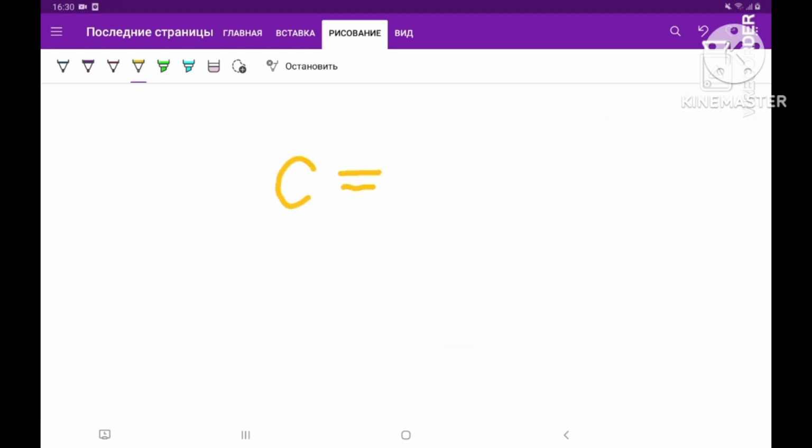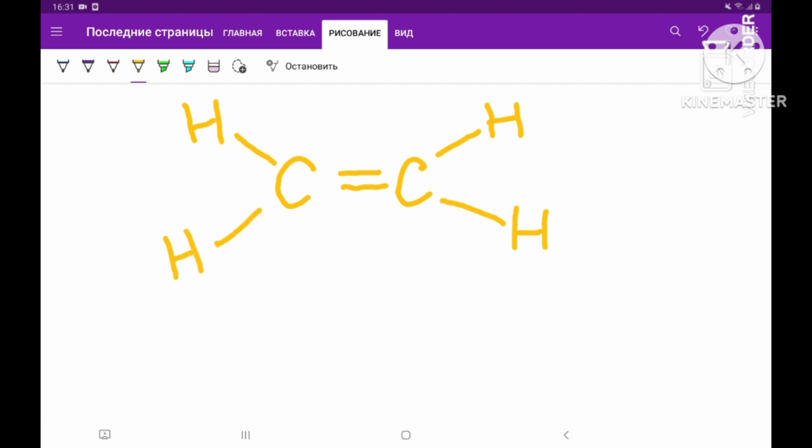Okay, what if we take ethylene? Let's draw this molecule. And let's find the hybridization of the carbon atom. Each of them is identical. Let's take the one that is on the left. We see 1, 2, and 3, 3 bonding areas.